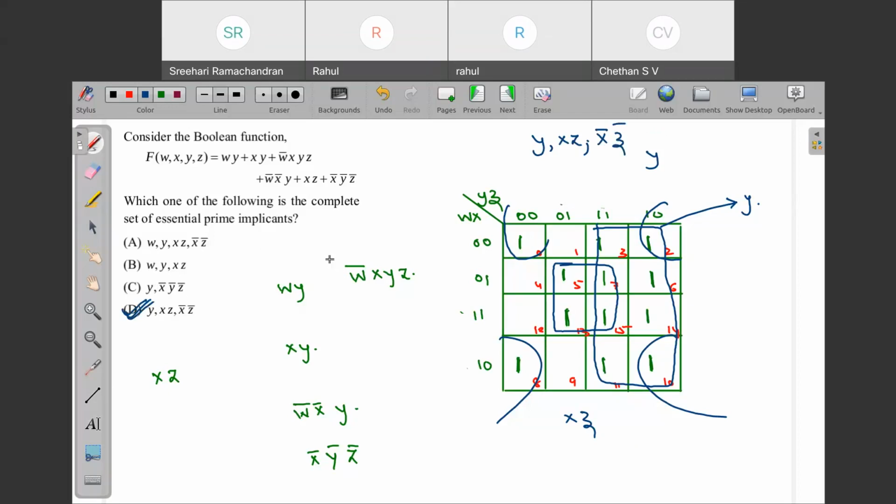How many of you got option D? Chetan, Srihari, Chetan. Anyone got option D as your answer? No one got it. It's okay.